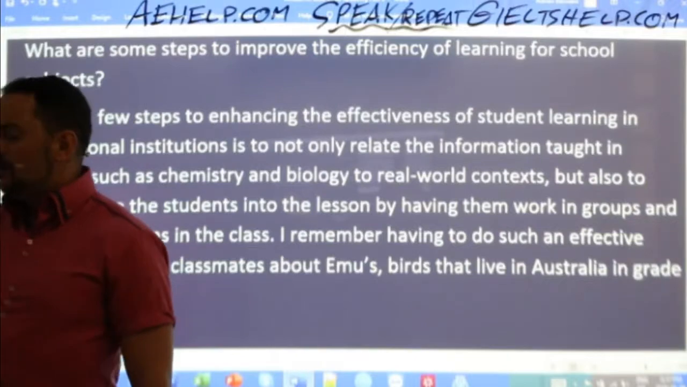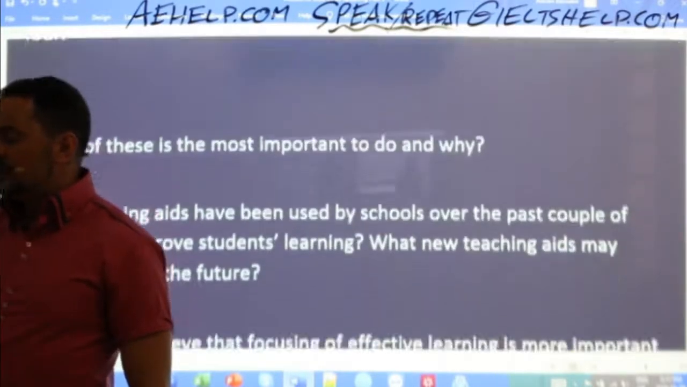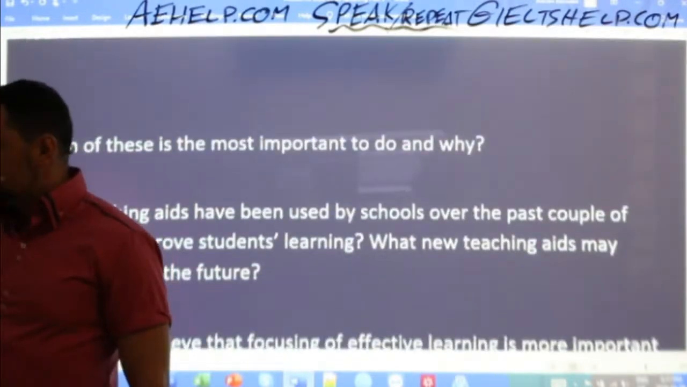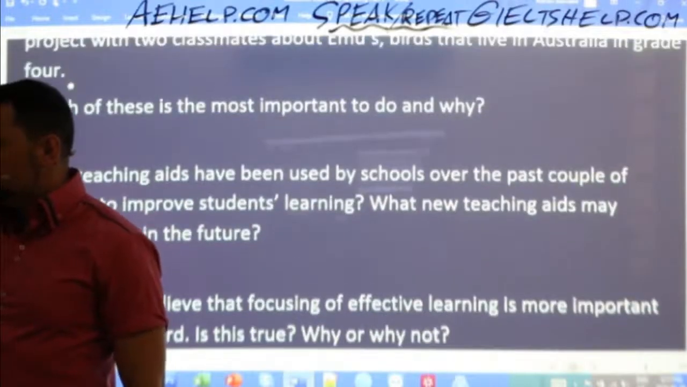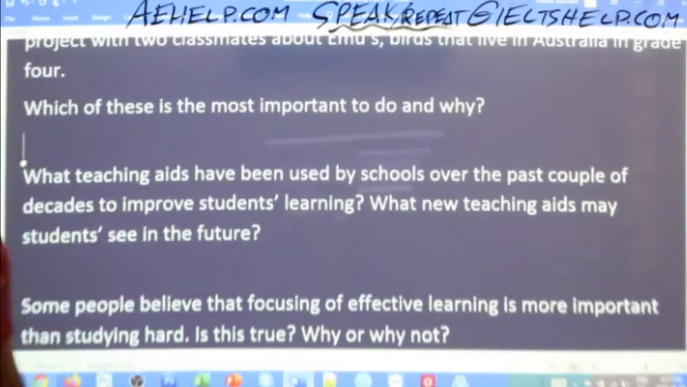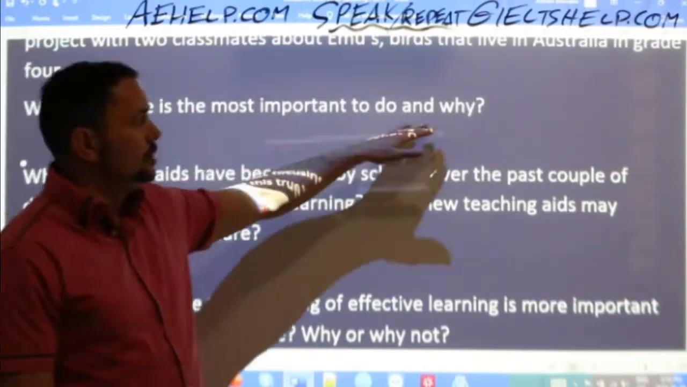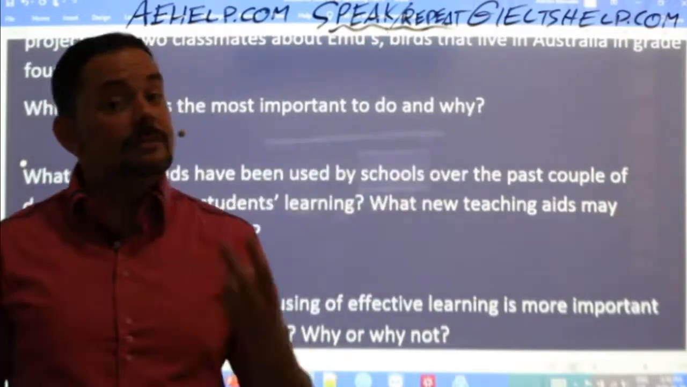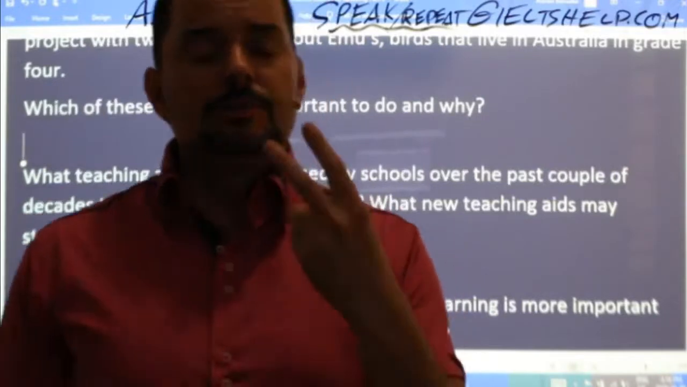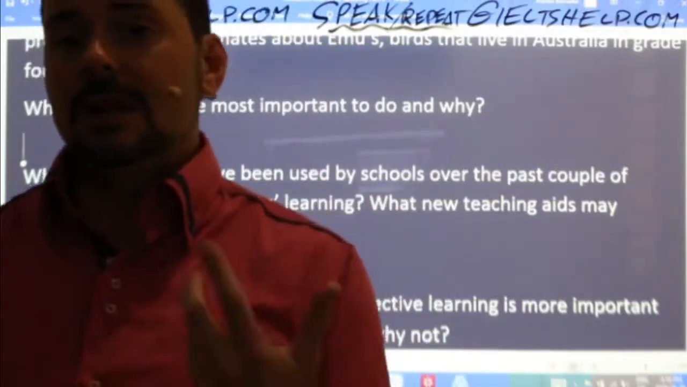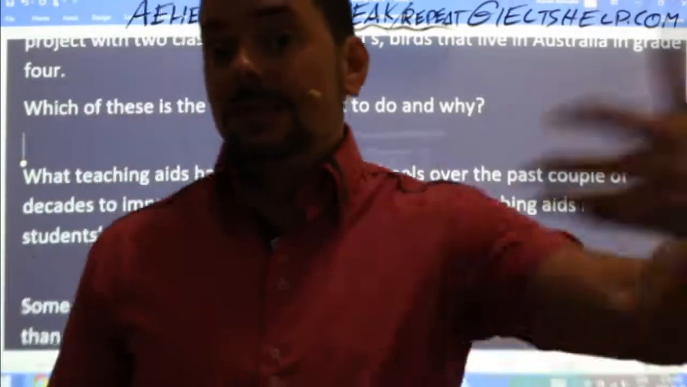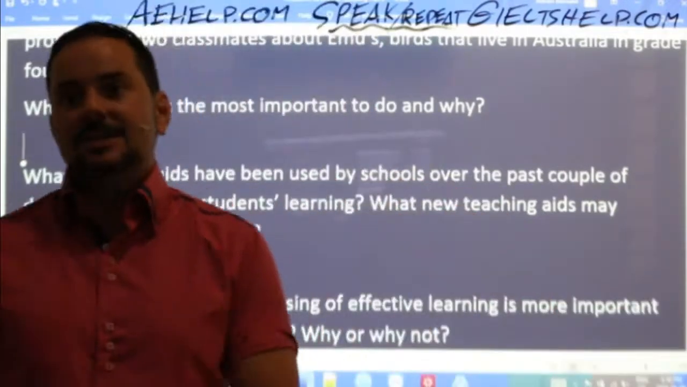All right, now we get a follow-up question in part 3 often. So most questions, you will have the primary question that we just answered, and then you'll have the secondary question. So which of these is the most important to do and why? So clearly you need to have at least 2 points for the previous question. Otherwise, you're going to be stuck here, or you have to give additional points at this stage.